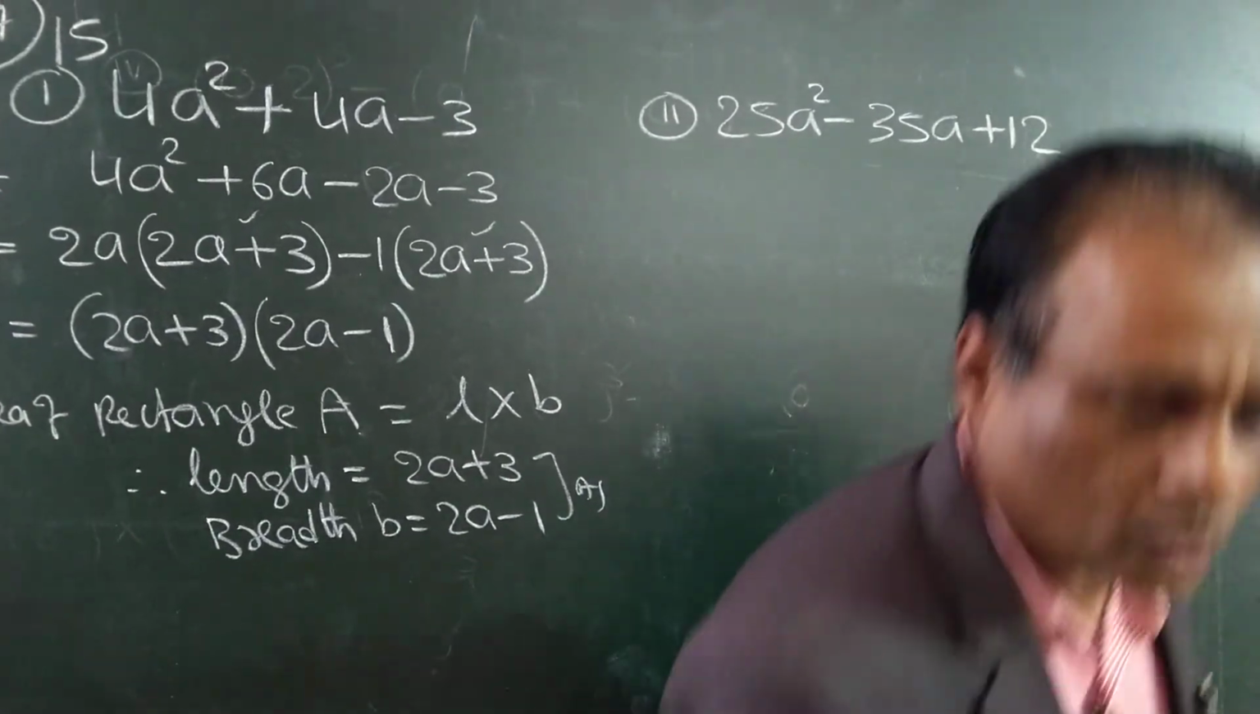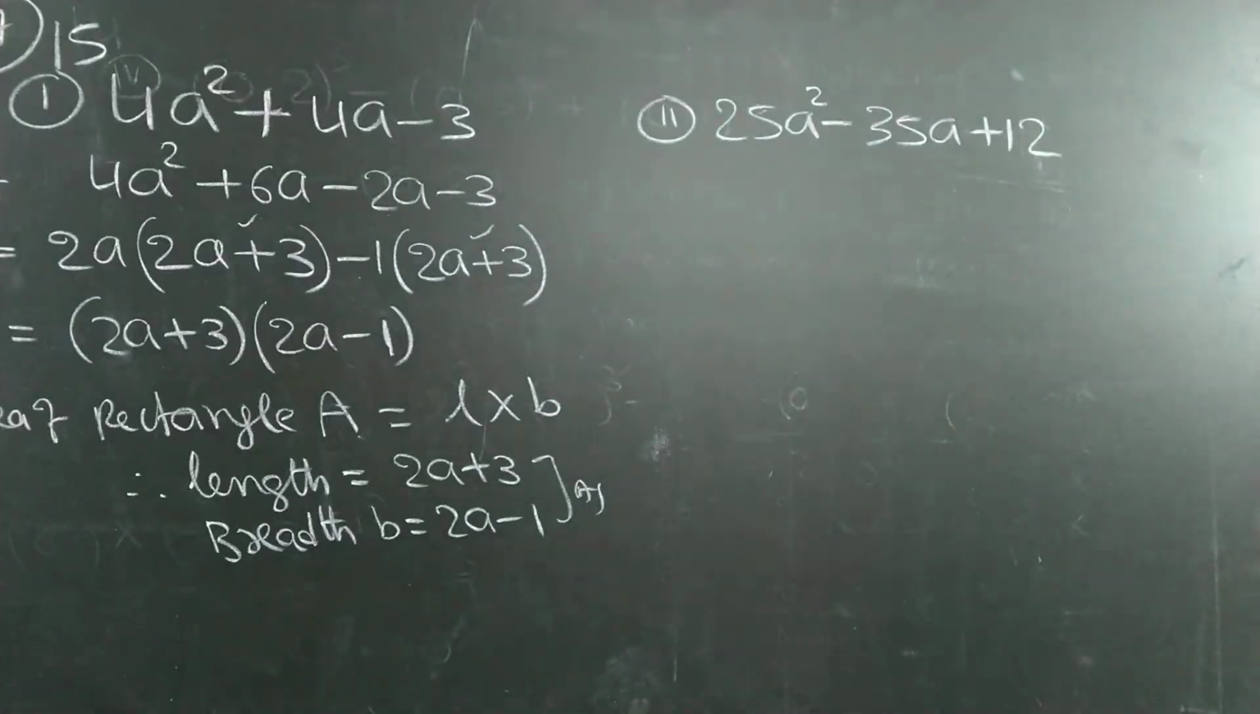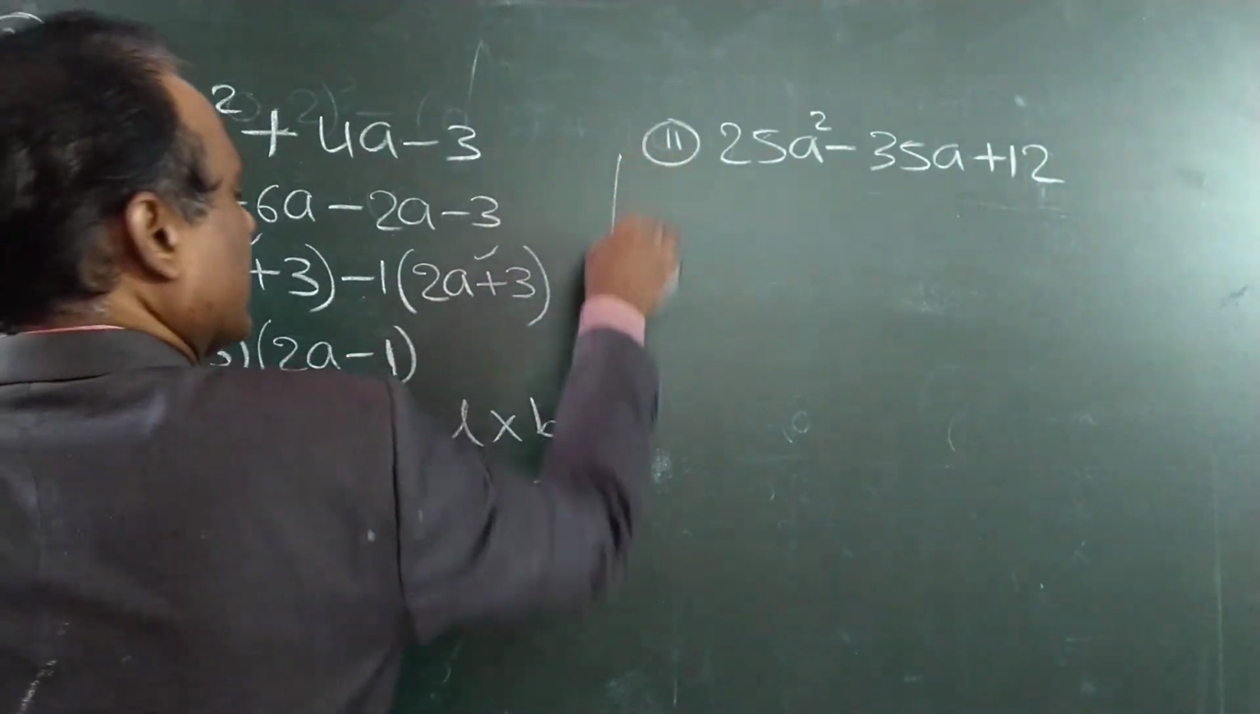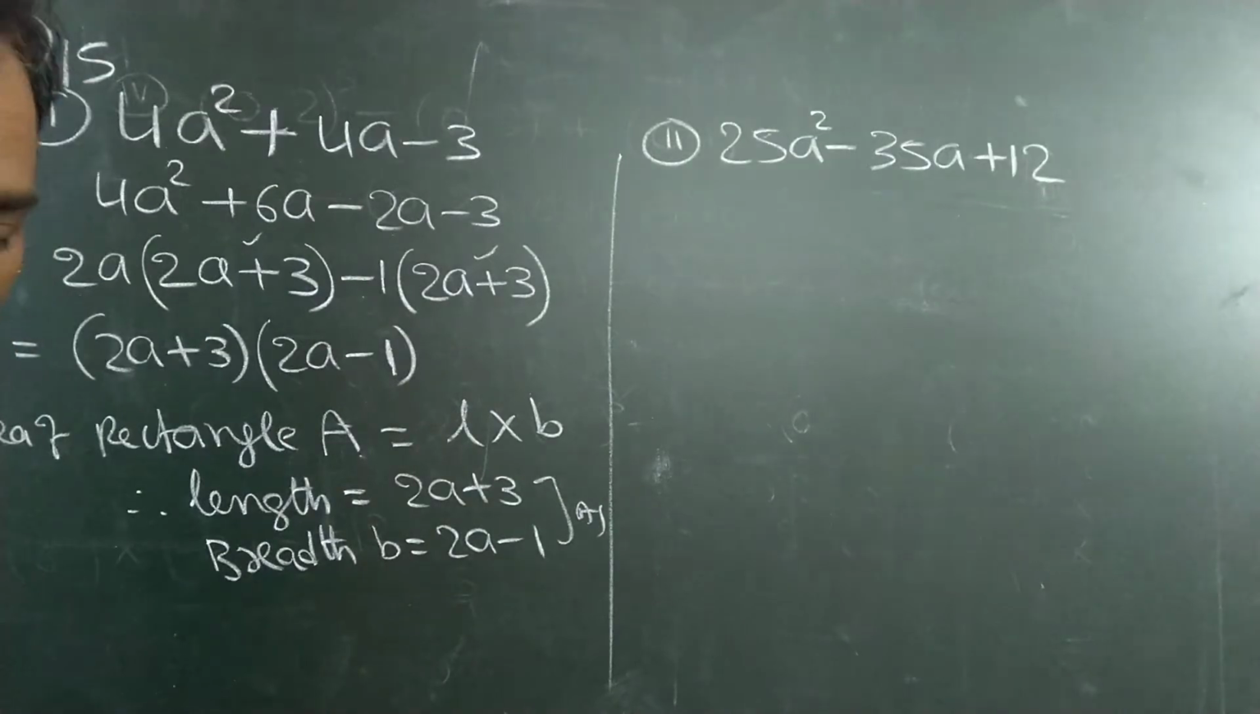This is the procedure. You try the next problem, students. Same method you try. Followed or not? Understood or not? Try the next problem. Same way you try factors for this. Do it.